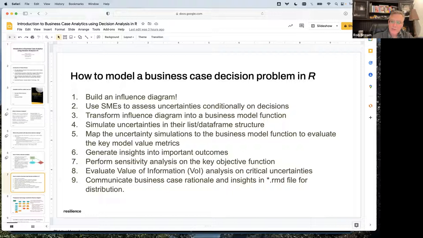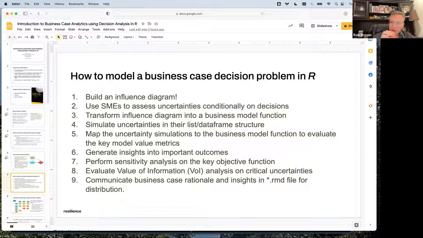Then we will generate important insights. Actually, I'm sorry. We'll run the variable simulations through the model function to then model the effect on the key value metric that we've identified. And then we'll generate some insights on some important outcomes. Another key issue is that the R code should allow us to perform some sensitivity analysis on that key objective function, sensitivity to variations in the uncertainties themselves. Finally, we'll want to evaluate something called value of information on critical uncertainties. Again, I will explain what these mean in a little bit more detail.